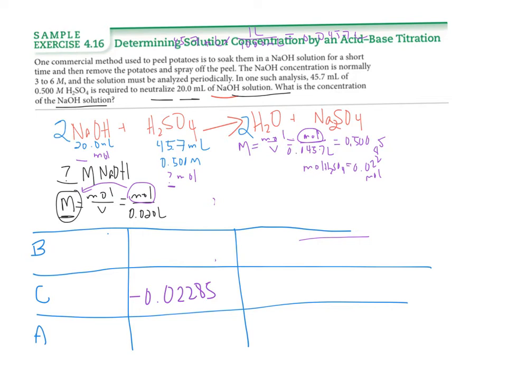0.02285 moles of sulfuric acid over here. That's why it's under the sulfuric acid. So if I use all that, that's what I started with. And none is left over, because all of this will react with all of that to neutralize it completely, so there's no hydroxides left over.